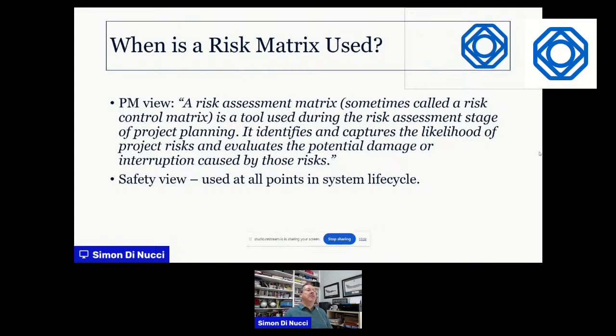Another common question: when is a risk matrix used? Interestingly, the project management view is that we use a risk matrix or risk control matrix at the planning stage, and that's it. That's not the case for safety, because we're not doing project management. We're not looking at risks to a finite-ended project, where we burn down those risks as we progress through the project. In safety, our risks are going to be there through the life cycle of the product or service. So we use the risk matrix at all points in the system life cycle, potentially. Good point to note the differences: the way we do risk in safety is not the way project managers do it. Nothing wrong with what they do, it's just different.